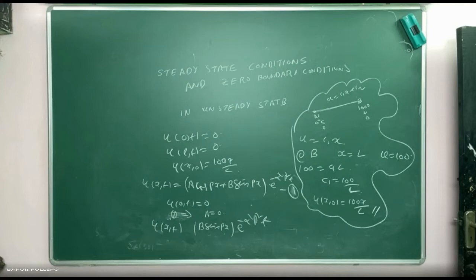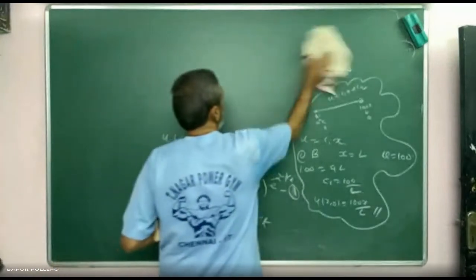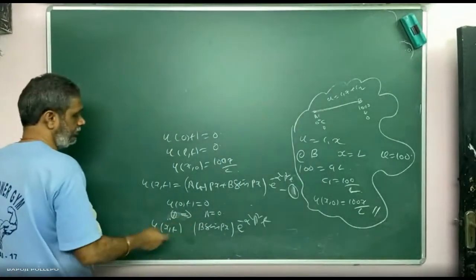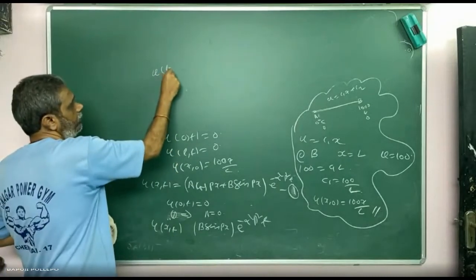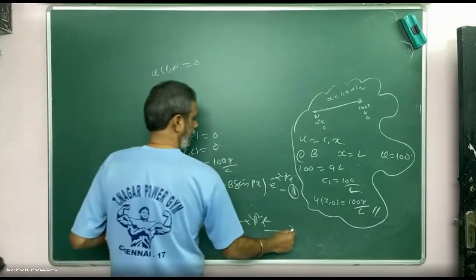Clear, sir? Now suppose u(L, t) is equal to 0, means my problem becomes what? Tell me, what is p value? This all you can substitute. Then what will you reach? This I am skipping, but in examination you have to do. u(L, t) is equal to 0 means what? Equation 2 implies what?